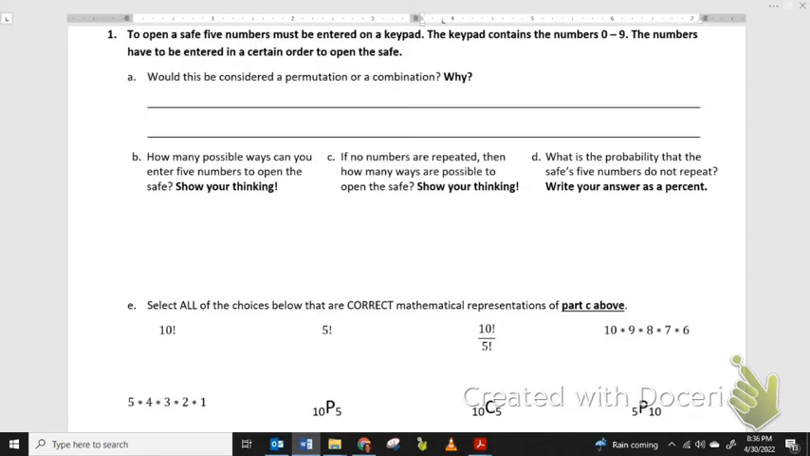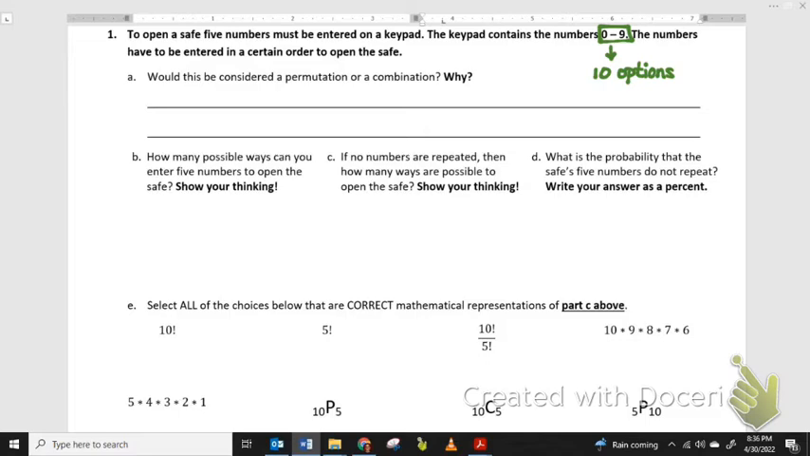To open a safe, 5 numbers must be entered on a keypad. The keypad contains the numbers 0 through 9, which means as you're setting up the code that will unlock this thing, how many options do you have if you've got from 0 to 9? 10 options here. It doesn't say anything about extra characters, so I'm assuming it only has 0 through 9 as options for the code.